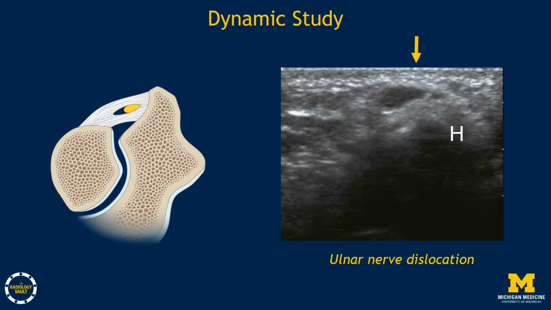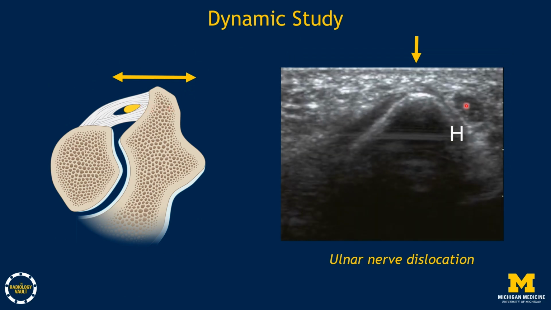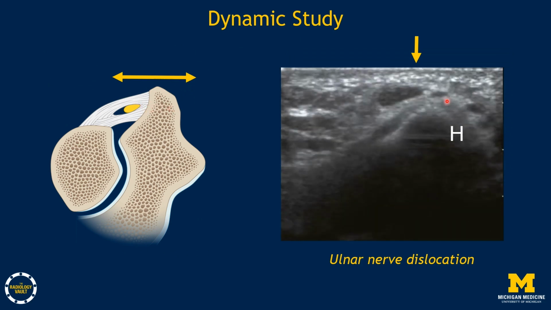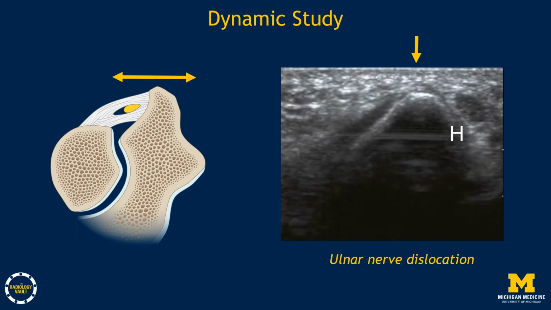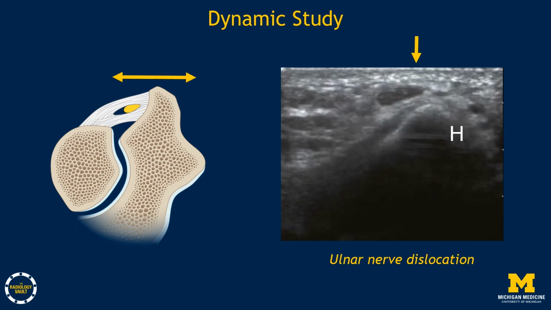Here's another example of pathologic motion, this time of the ulnar nerve. We're scanning over the medial epicondyle. And what we're going to see with elbow flexion and extension is the ulnar nerve snapping over the epicondyle. That is ulnar nerve dislocation, which is abnormal, and this could be accompanied by pain and other symptoms.